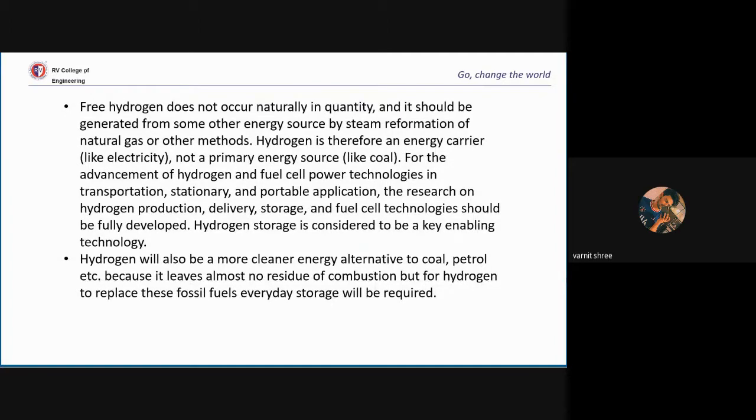Hydrogen is abundantly available, but it's generally available in compounds and requires separation. Hydrogen is also an energy carrier and not just an energy source. Hydrogen storage is the key to enabling the full potential of hydrogen. Hydrogen will also be a way cleaner alternative to everyday fuels like coal, petrol, etc.